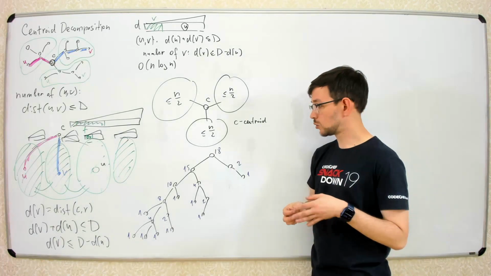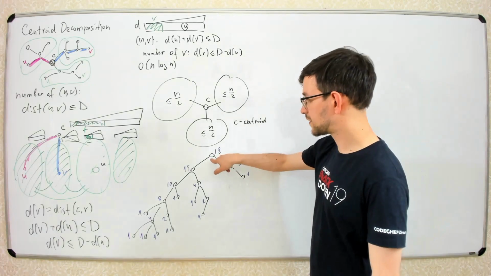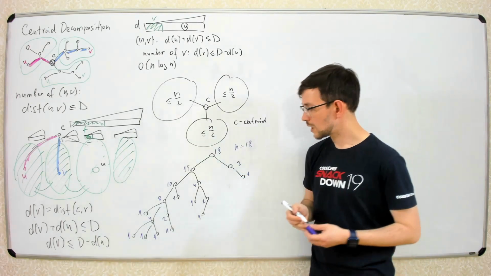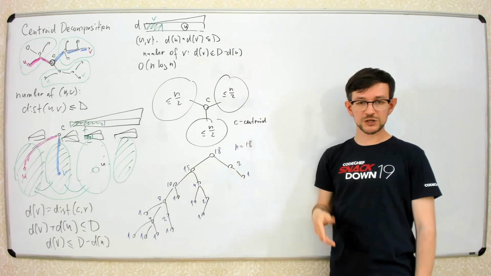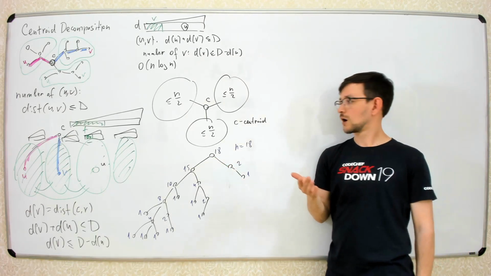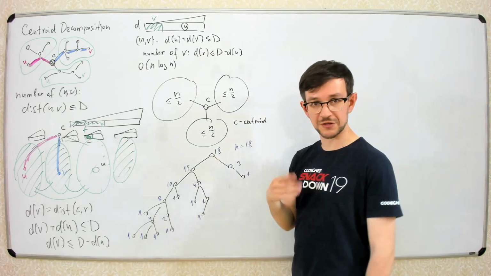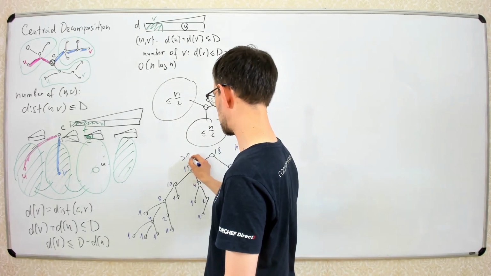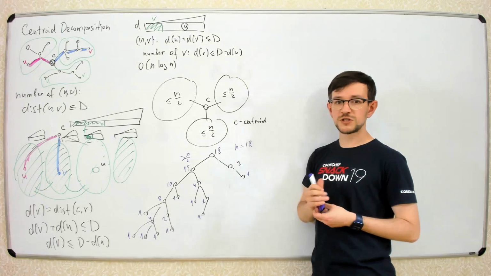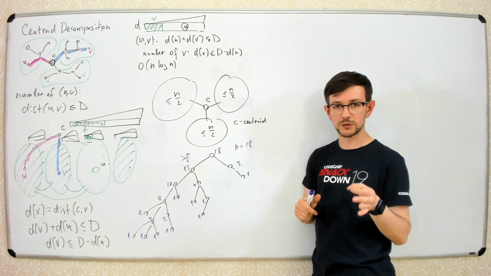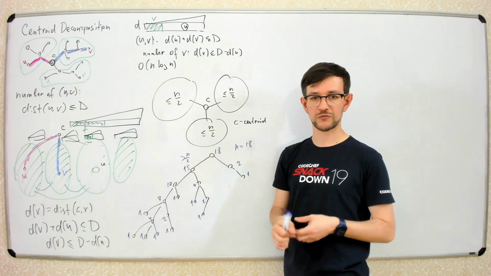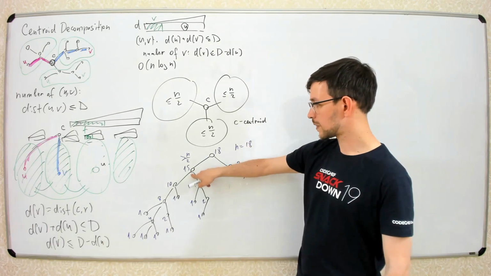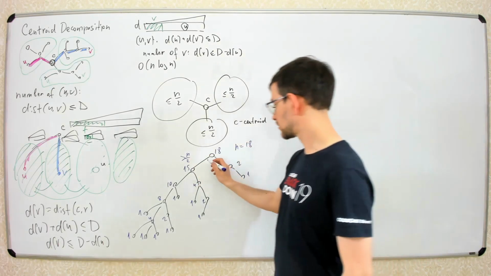Now, how to find the centroid? We know that the size of the tree is 18, so n is 18. Let's look at the root of the tree and check if this root is a centroid. No, this root is not a centroid, obviously, because the left subtree is more than n over 2. A simple observation: there is at most one child with size more than n over 2, because if you have two children of size more than n over 2, then the total size is more than n. So you have at most one child which is too big. So let's go to this child.